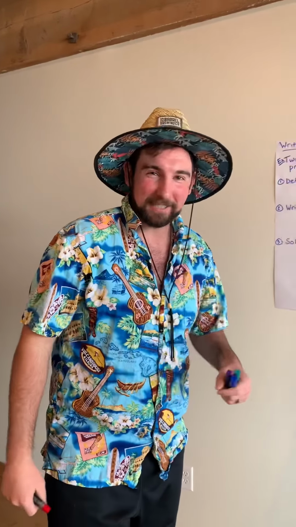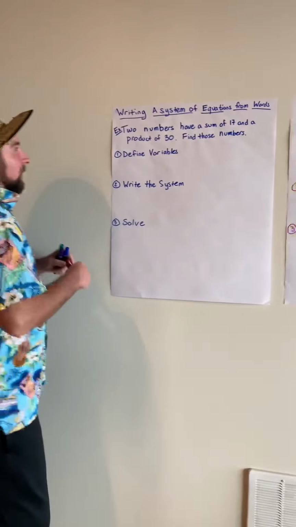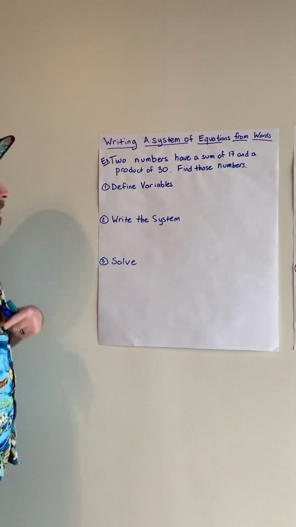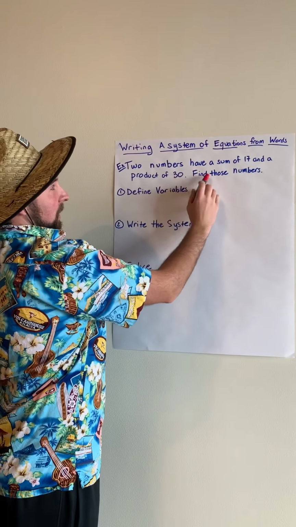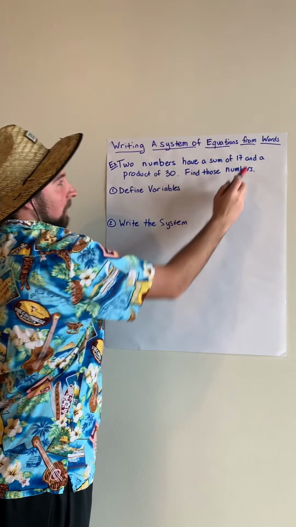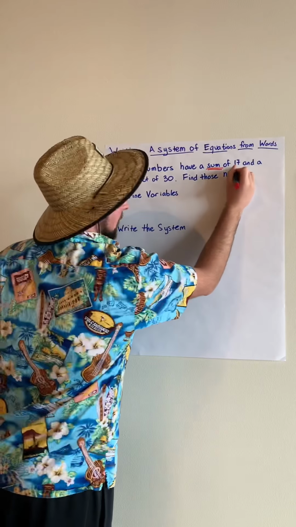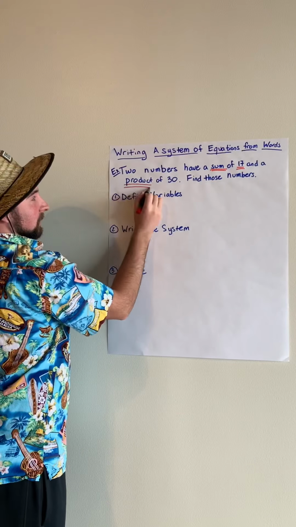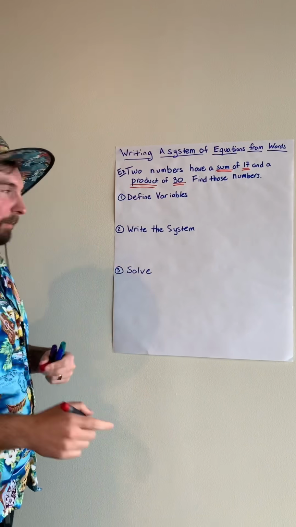So let's relax, let's get easy, breezy, and beautiful, and let's do some math over here. Our first problem is writing a system of equations from words. Here's our example. We got 2 numbers. They have a sum of 17. Well, sum, that's a math word. 17, that's a number. Those are all important. And they have a product of 30. Okay, we want to find those numbers.